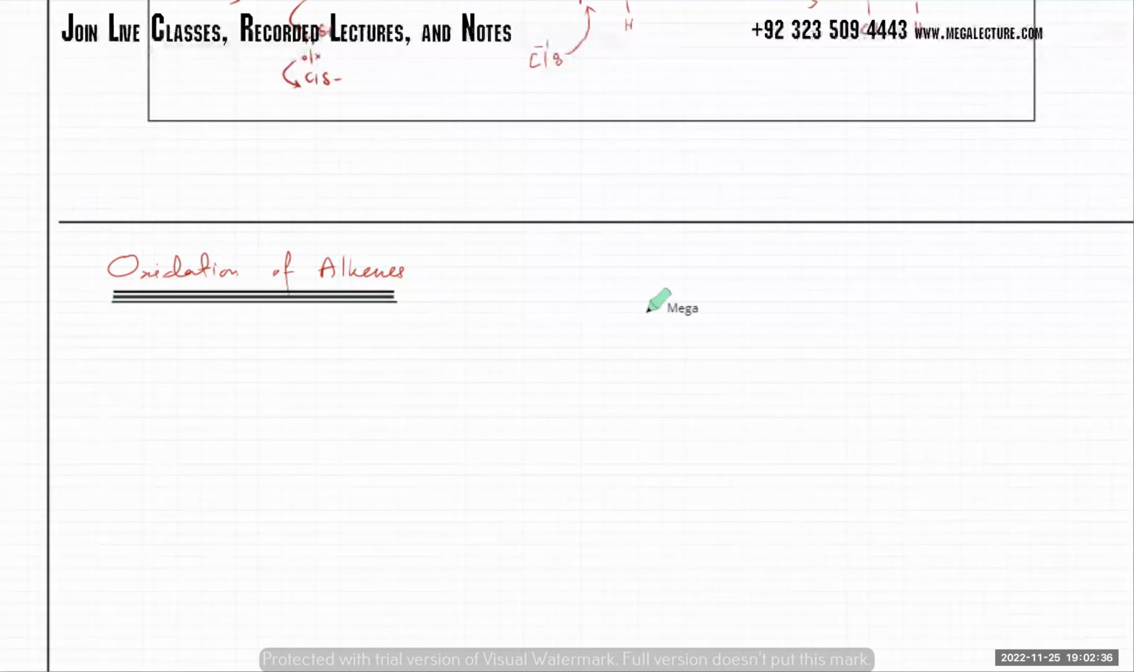Achha, oxidation of alkenes, this wasn't in O levels. You did not study oxidation of alkenes. There are two types of oxidation of alkenes. The first one is known as mild oxidation.